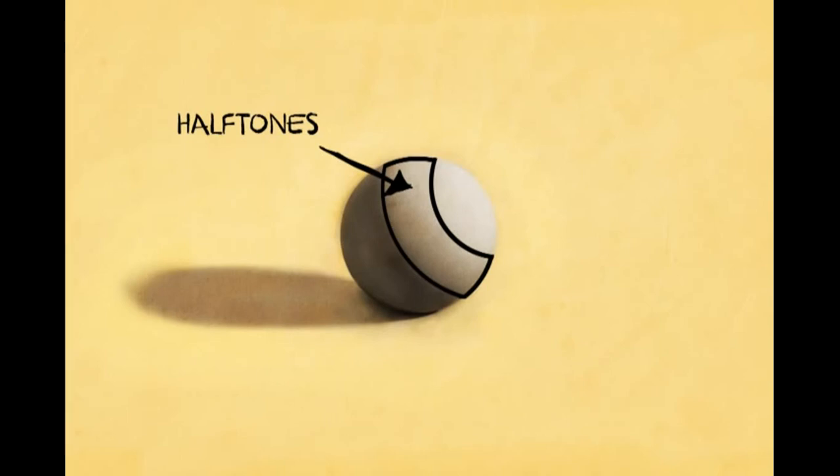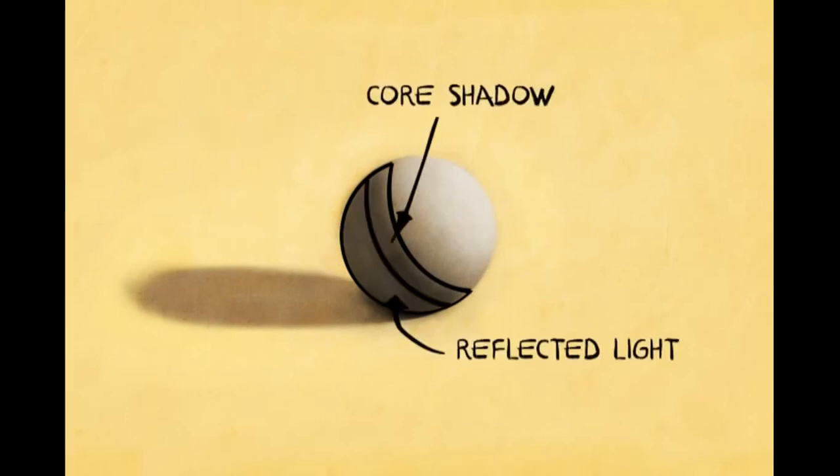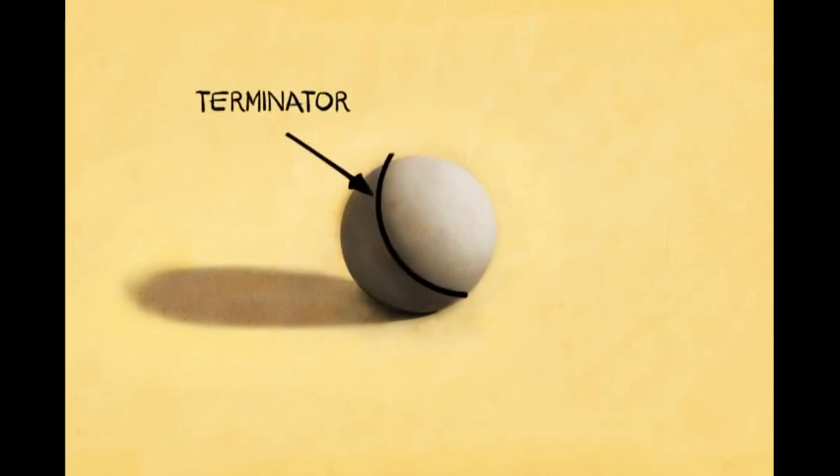The shadow on the object is called form shadow, being its own shadow on itself. The form shadow is made of the core shadow and the reflected light, which is the light that bounces off another object and hits the first one where the light cannot reach it directly, in its shadow. The reflected light is darker than the halftones, but it makes the shadow, or a part of it, brighter. The core shadow is a part of the form shadow that is still dark, even if there is a reflected light on the object. The edge between light and shadow on the object is called the terminator.